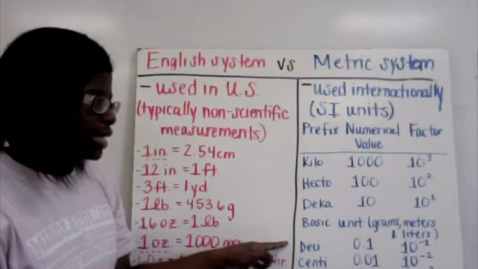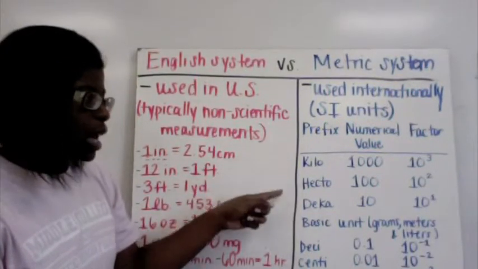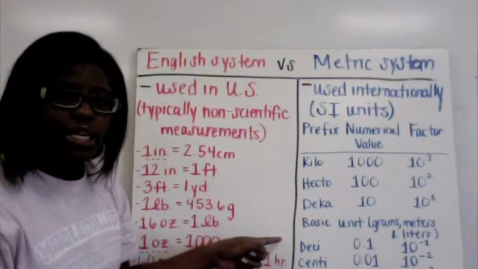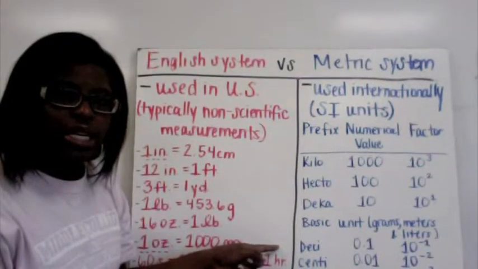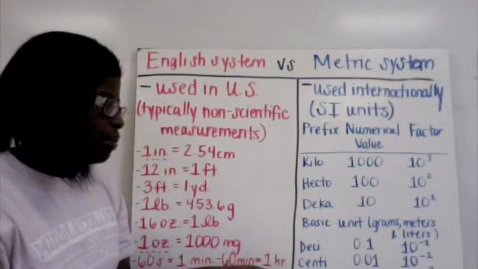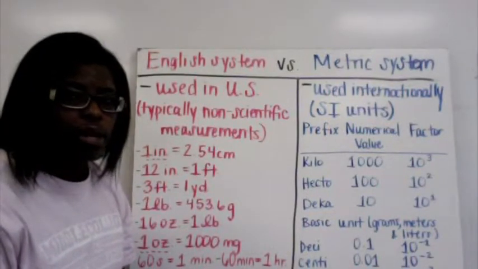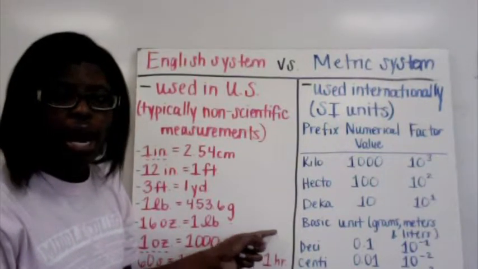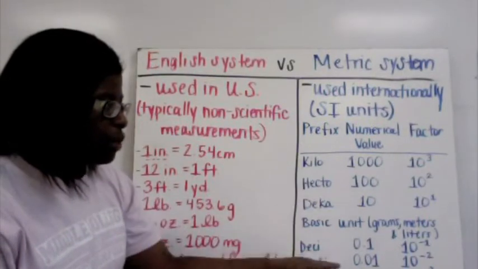Then we jump down to deci, centi, and milli. Know that these are the inverse of the top three up here. So we have 0.10 for deci, and that's 10 to the negative first power. Centi has 0.01, which is 10 to the negative second power. And then milli has 0.001, which is 10 to the negative third power. When we do our conversion factors for our metric system, we're going to use our actual factors here, which have these numerical values.